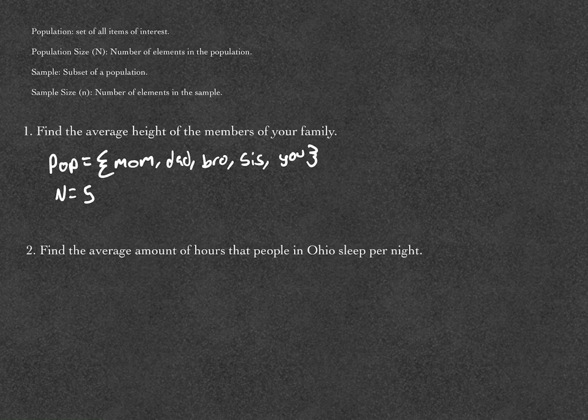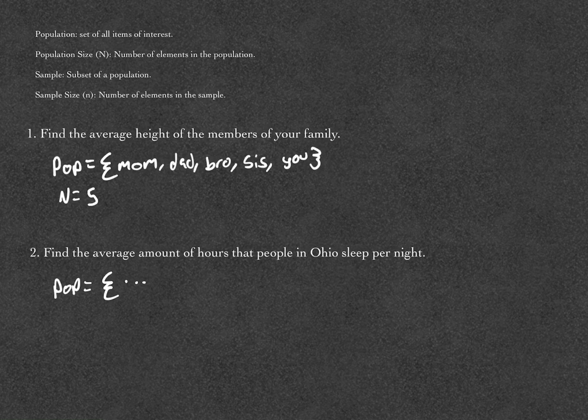Suppose we want to find the average amount of hours that people in Ohio sleep per night. In this case, the population would consist of everyone who lives in Ohio. This is obviously far too much for us to write, but we can imagine it as including everyone in Ohio. The population size is the amount of people in the population. In this case, the population of Ohio is 11.7 million, so there should be that many people in our population.